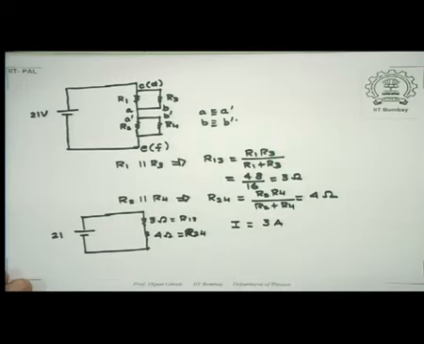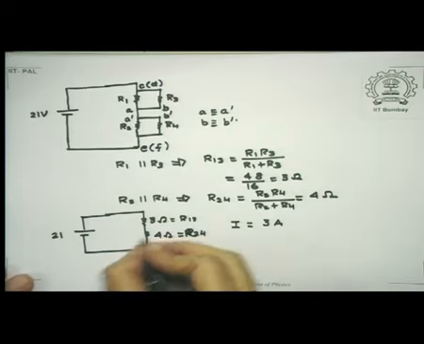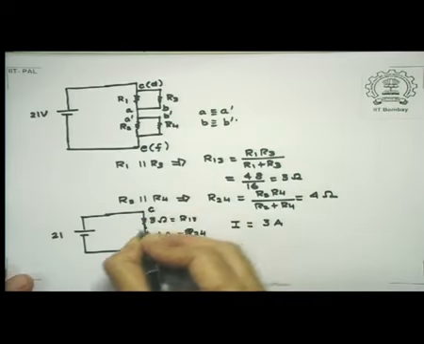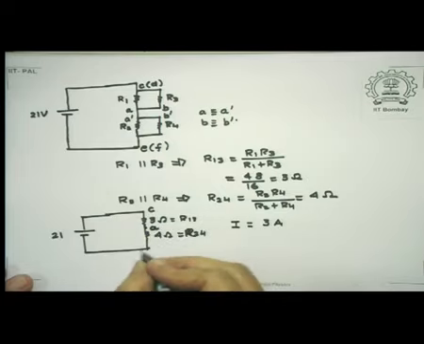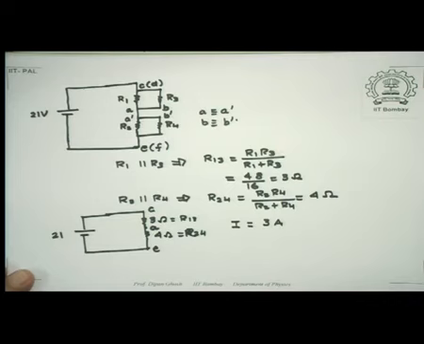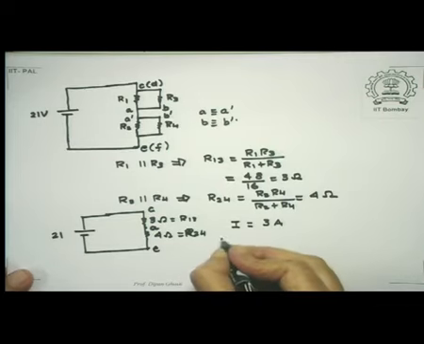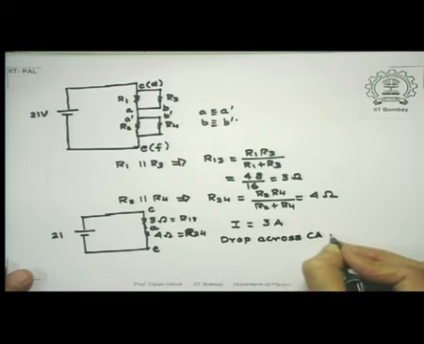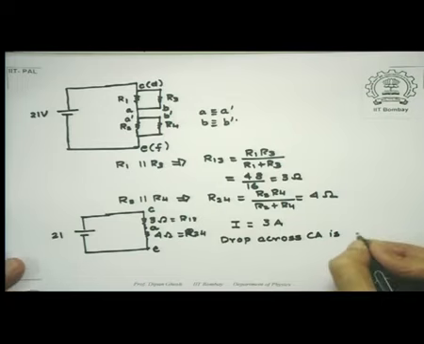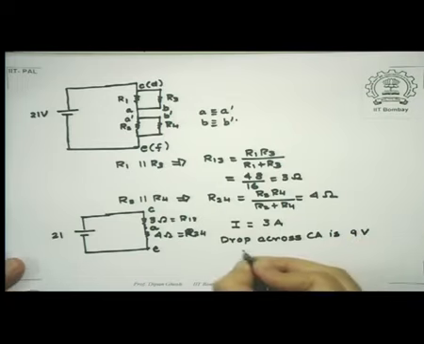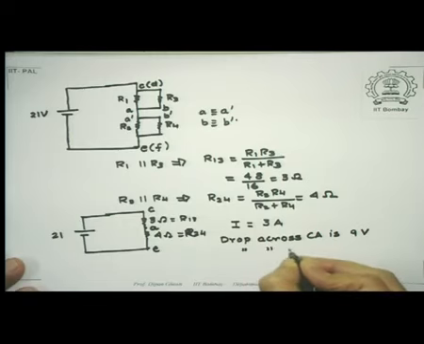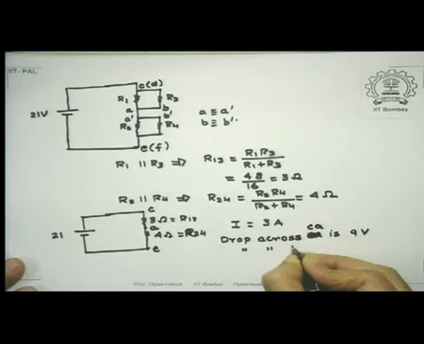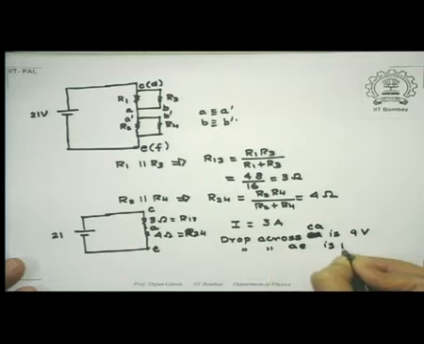Now notice this thing. This point was my point C, this is my common point A or A prime, and this was my common point E or F. So since 3 ampere current is reaching C, my drop across CA is 3 into 3, that is 9 volts. And the drop across AE is 3 into 4, equal to 12 volts.